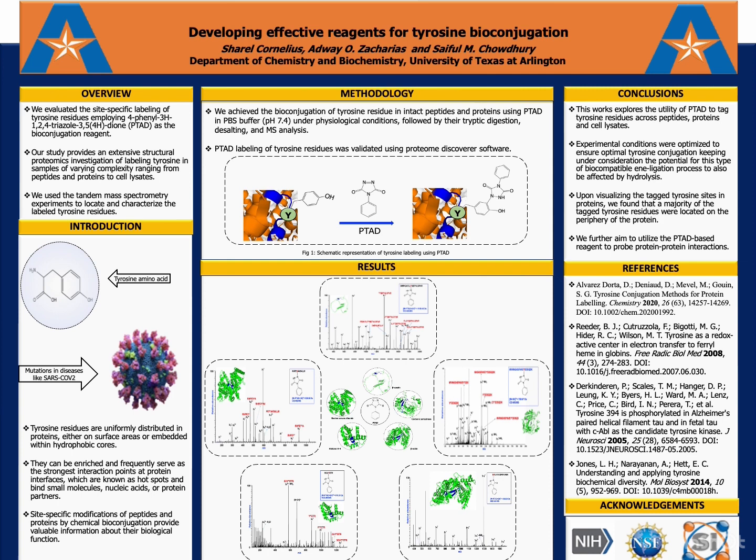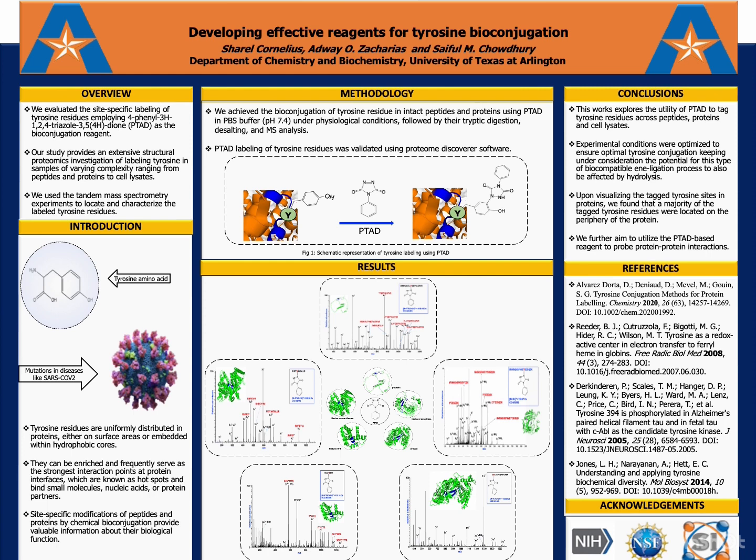Tyrosine is generally found to be uniformly distributed in proteins. It can either be found on the surfaces or embedded within the hydrophobic cores of proteins. It can also be enriched and frequently serves as a strong interaction point in protein interfaces, which are also known as hotspots, and bind small molecules, nucleic acids, or protein partners.